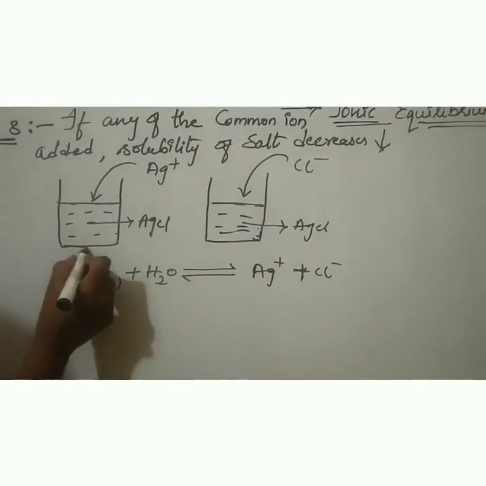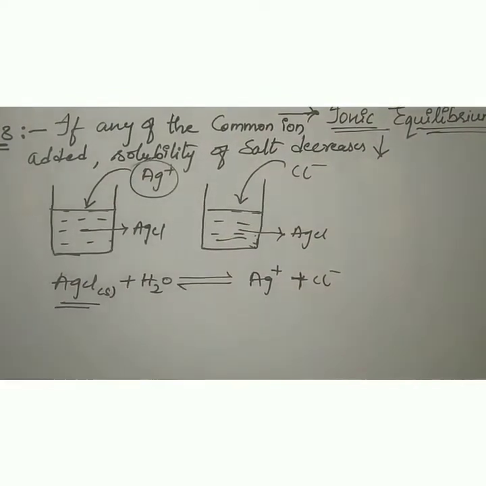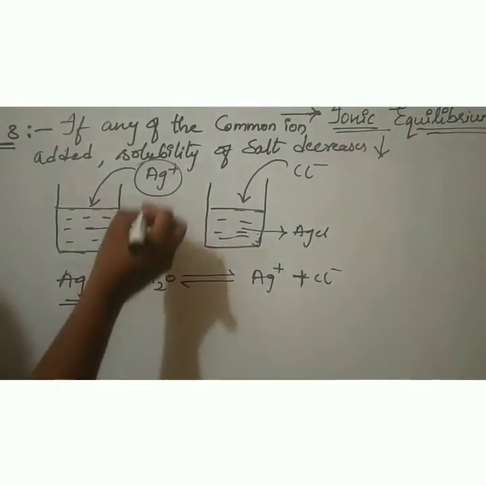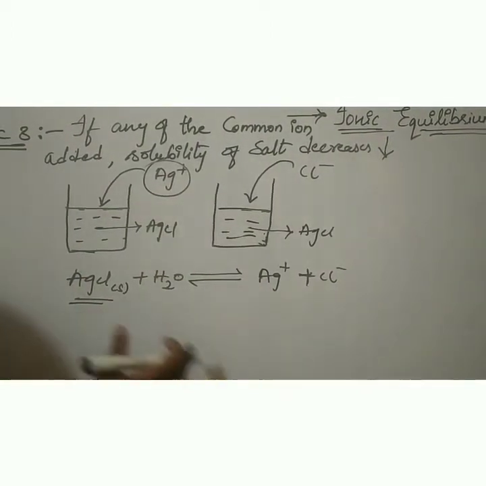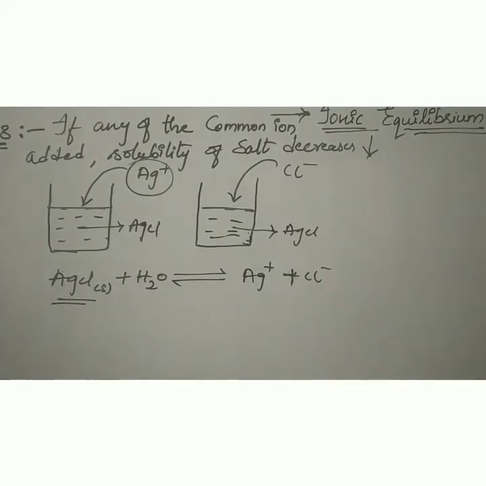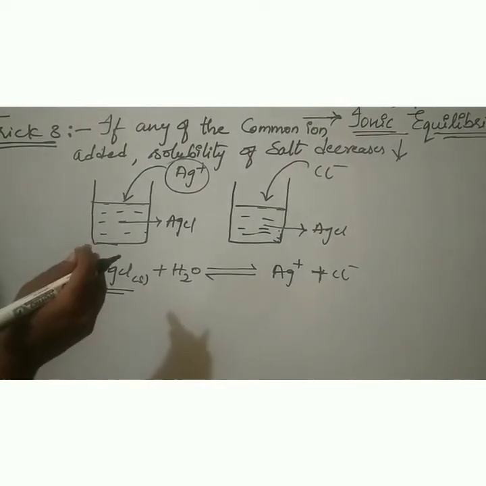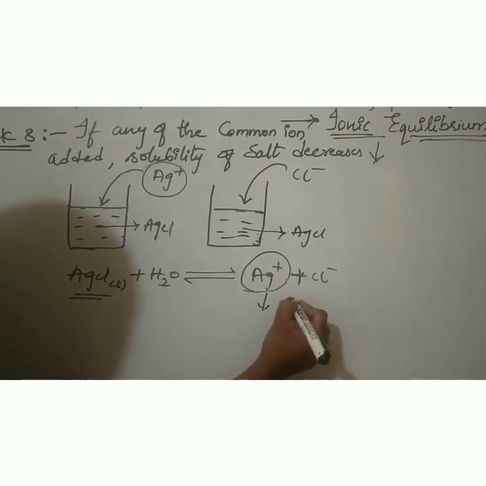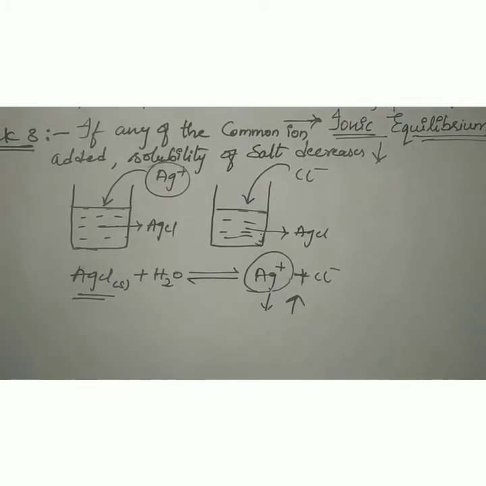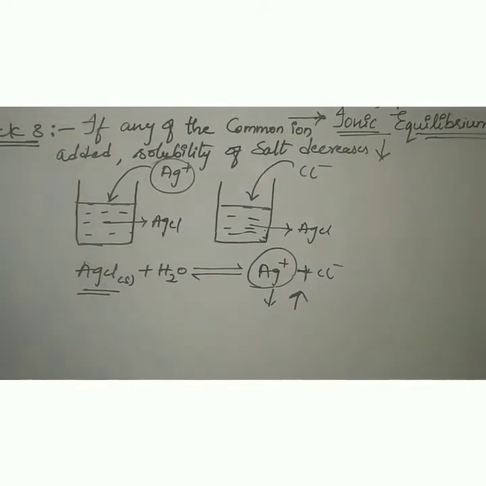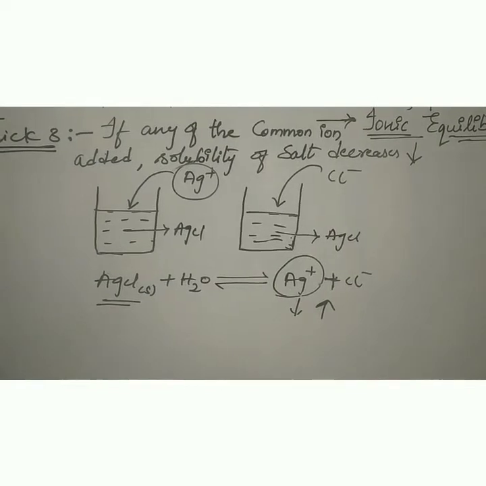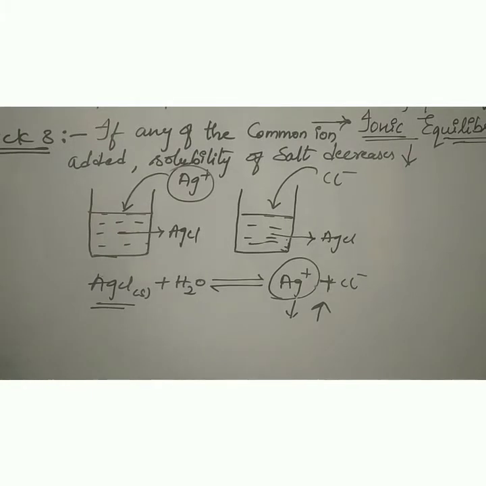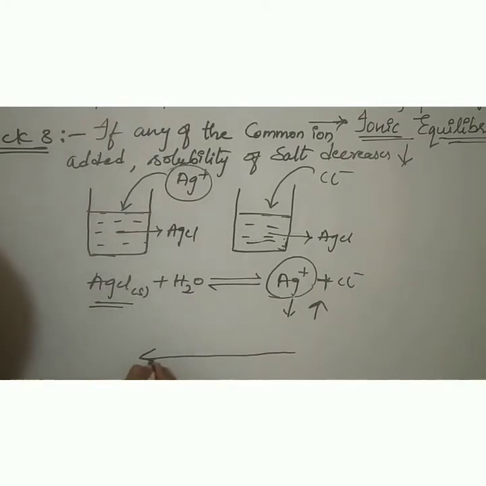Suppose in the beaker you add the common ion Ag plus, then the solubility of the salt decreases. According to Le Chatelier's principle, if any one of the product sides is increased, the equilibrium shifts in the backward direction. The precipitate's solubility shifts in the backward direction, means in this direction.